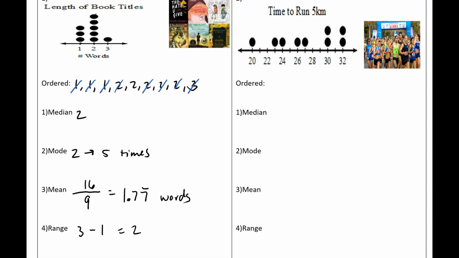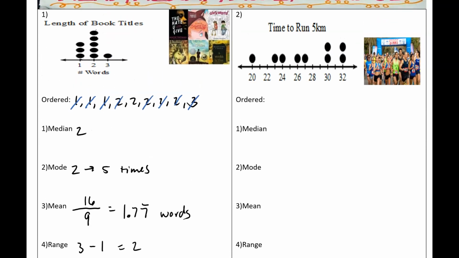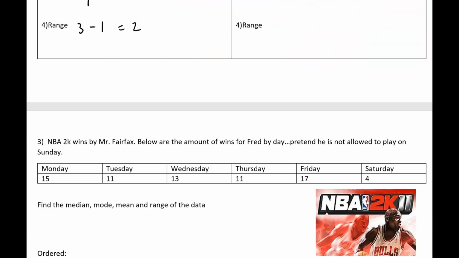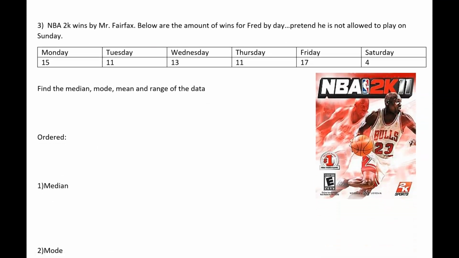All right? So you're going to do number 2 on your own. And yes, I do want you to draw the dot plot. No, you don't need to draw the picture. And then after you do number 2, understand that this in between 22 and 24, that's obviously 23. This is 27. There are 2 30s there. There are 2 32s, right?